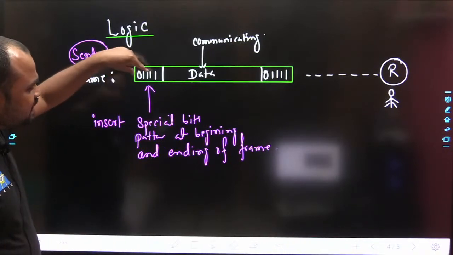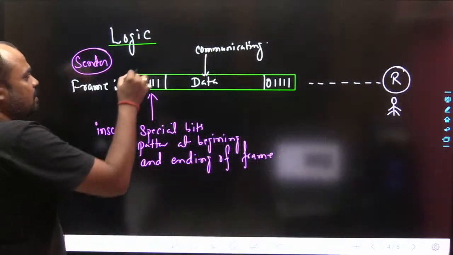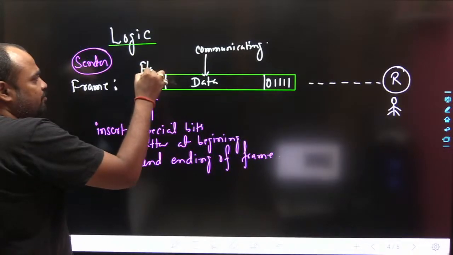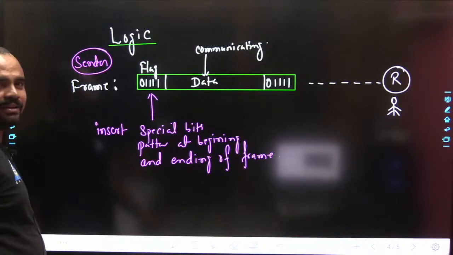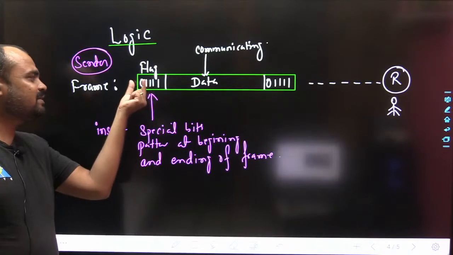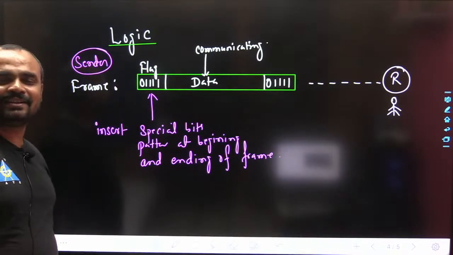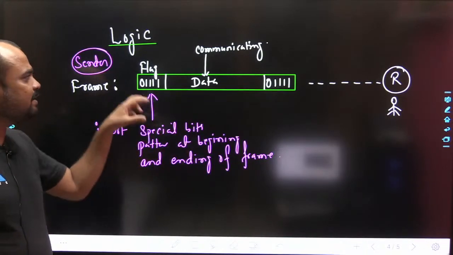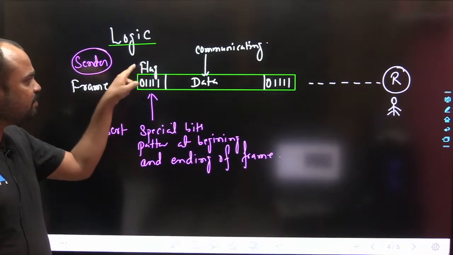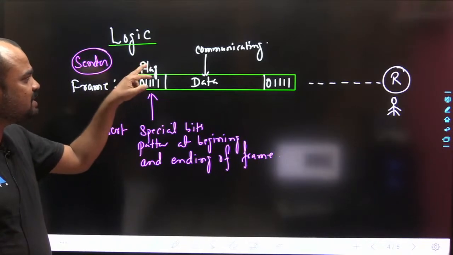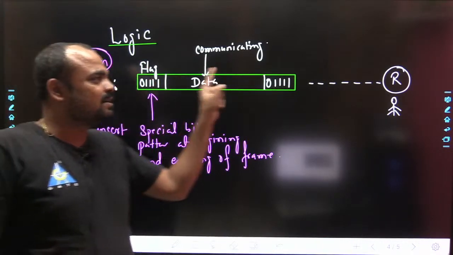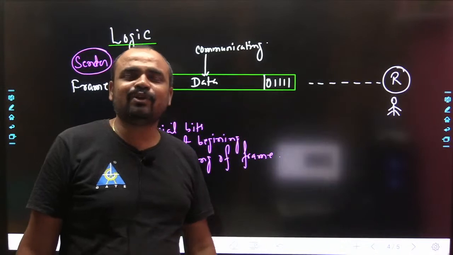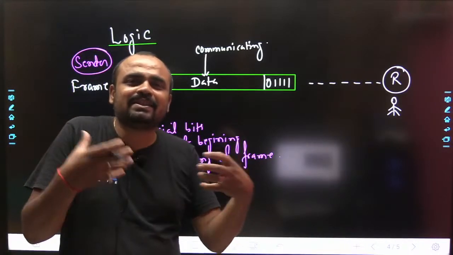So this special bit pattern is basically called a flag. In computer network terms, we give it the name flag. Is that clear? So these are the additional bits, and the information about this flag is known by the sender as well as the receiver. Then only can they communicate with each other.